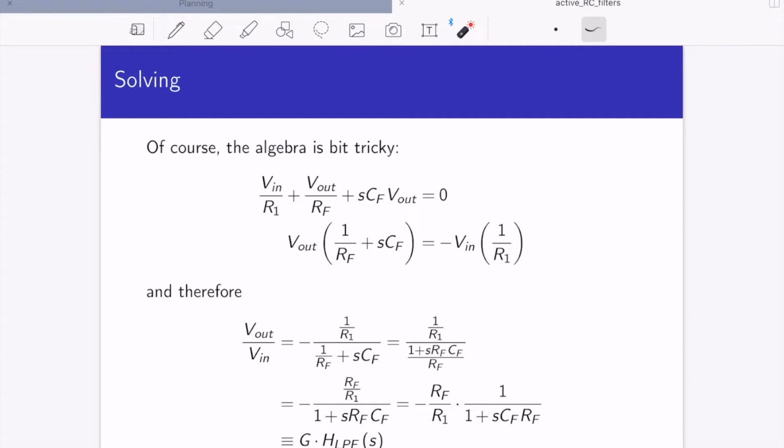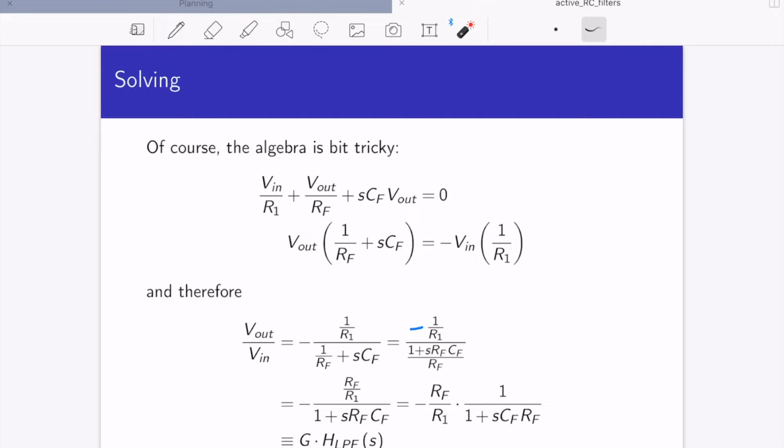Okay, so at this point you could choose to clear your denominators and all that stuff, or you could stop right there. I want to go ahead and rearrange the terms a bit to give us a little bit better understanding of what's going on. So the first thing I did was, sorry, there's a missing minus sign here. So minus 1 over R1, it stays in the numerator. But then the denominator, I go ahead and put SCF, multiply it by RF, and then I have a nice fraction.